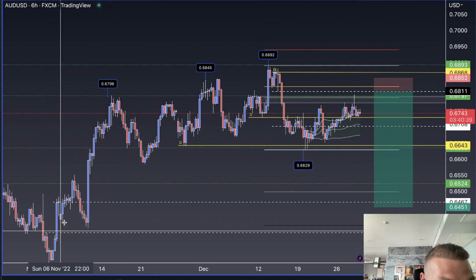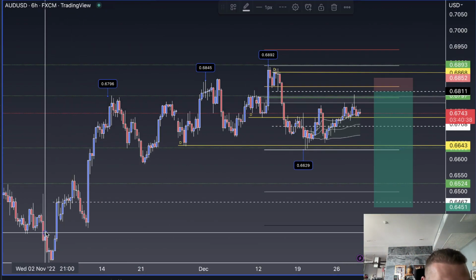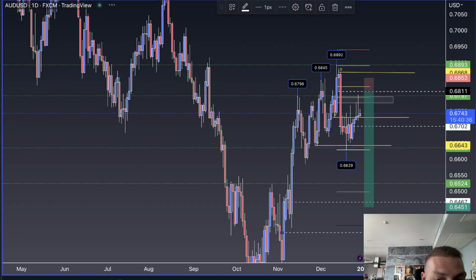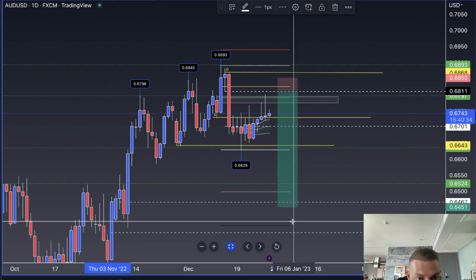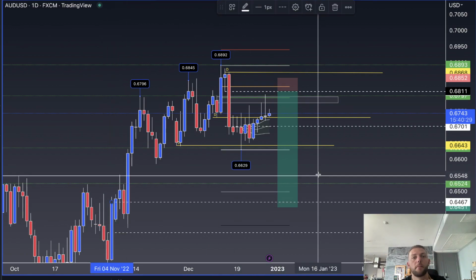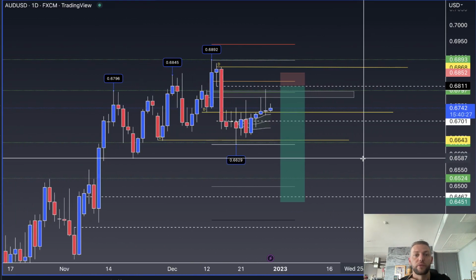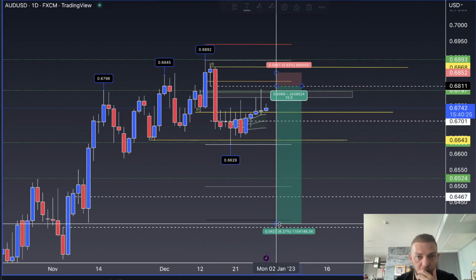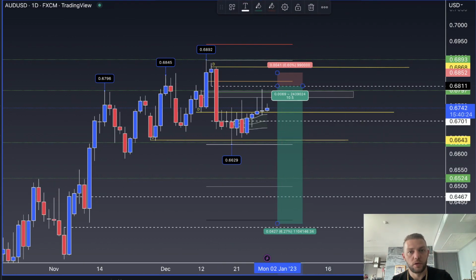Sorry, we've got one, which was from, let me just check if that's the day. Is that the day? Yeah, that's daily. So we have 1 and 2 here as well. So I do think magnetism of price will start to drop into this area.